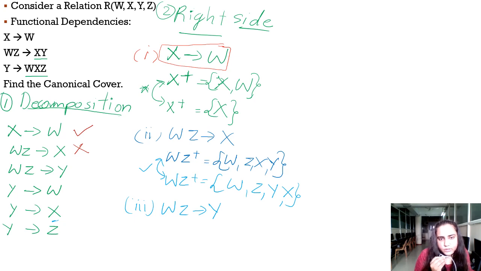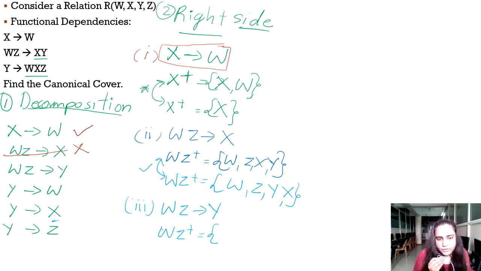So for wz determines y, we again need to find out wz plus, and in this case we are going to keep this dependency first. We are going to consider wz determines y to be present, and just to avoid confusion, we have removed this dependency, so it is no longer available. Now using the rest of the dependencies, we need to find out if wz plus remains the same or not.